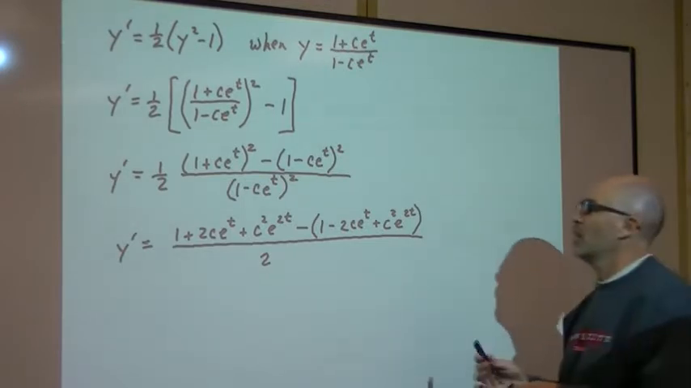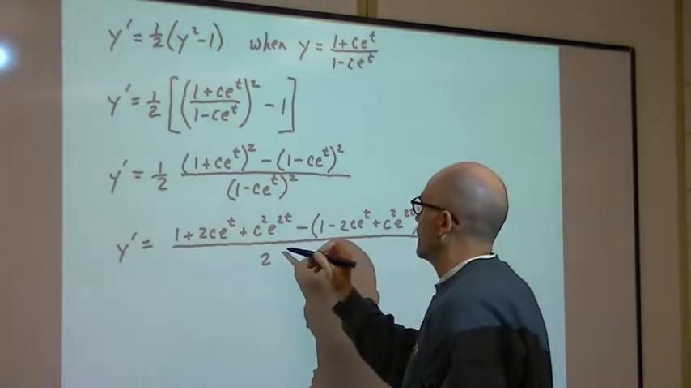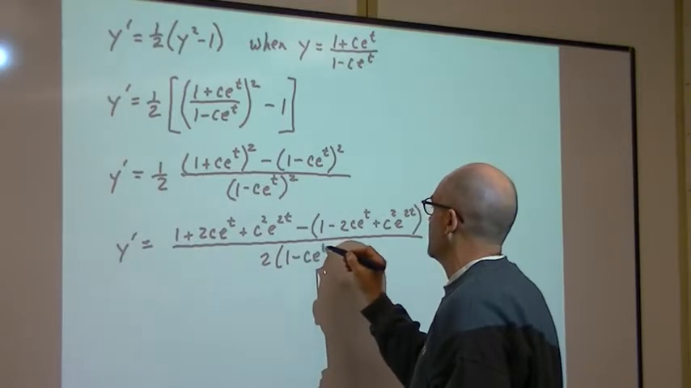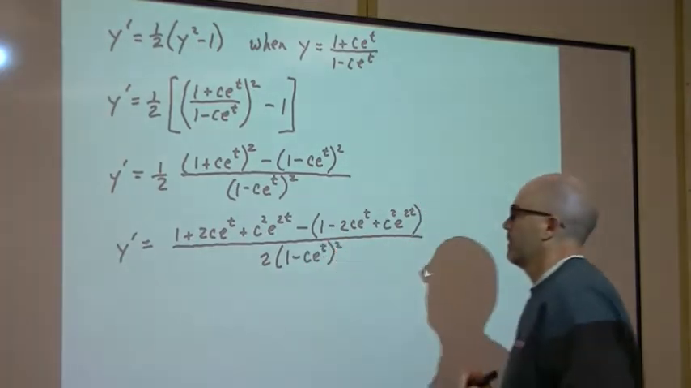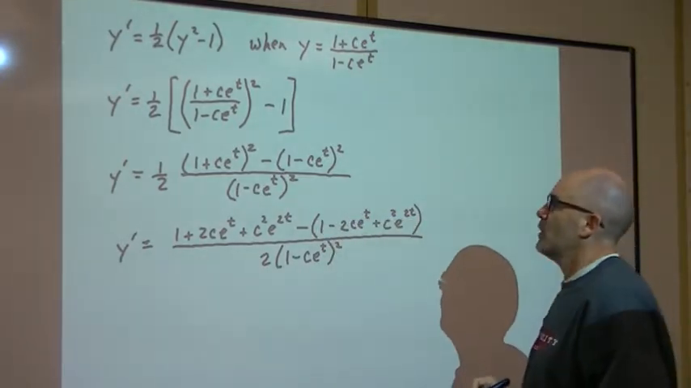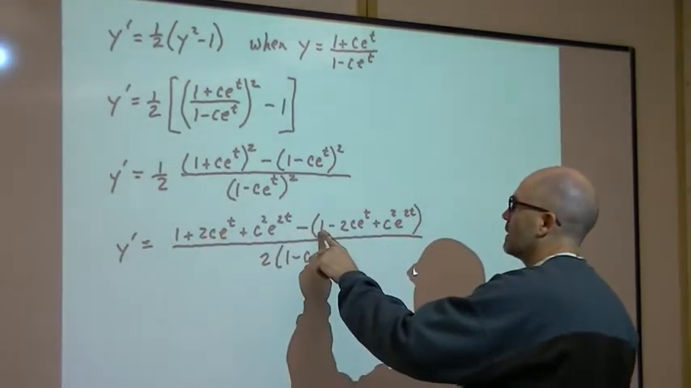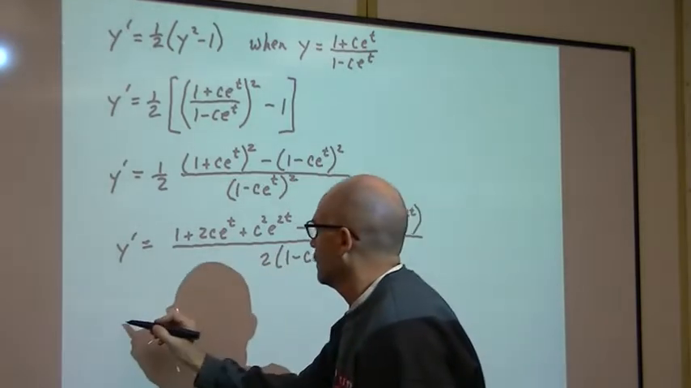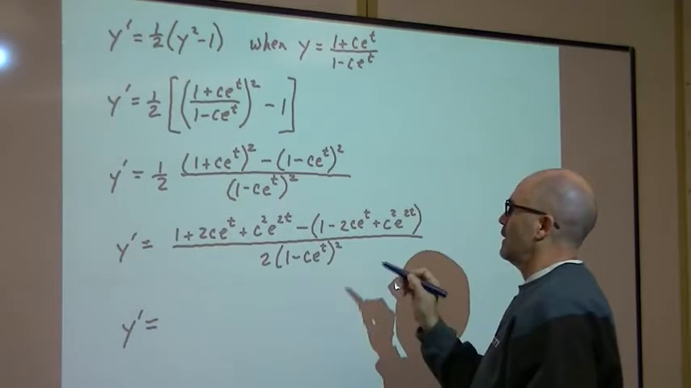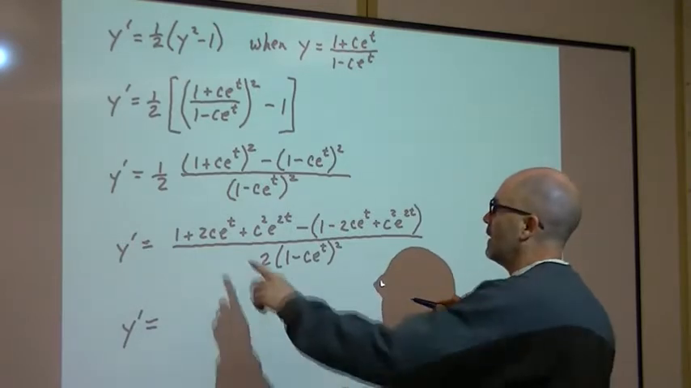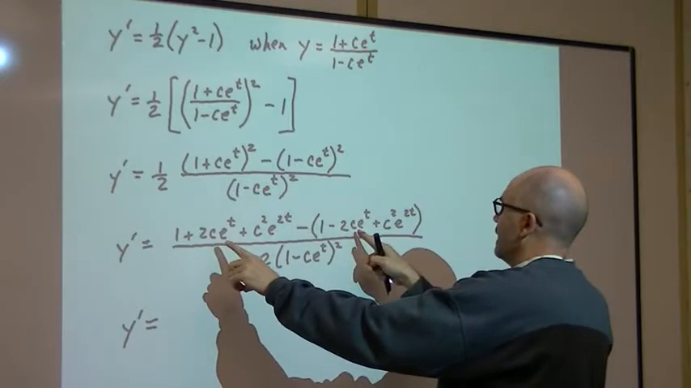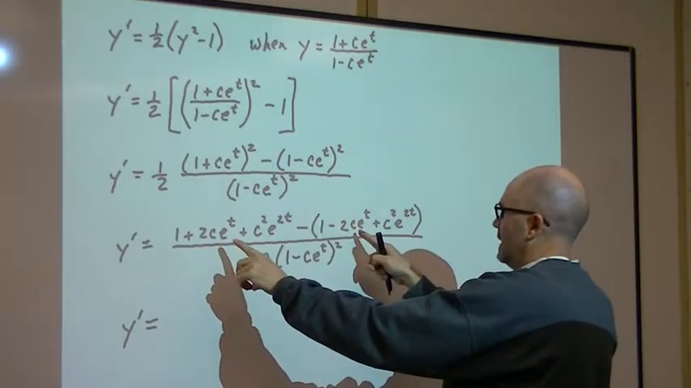Okay, so all over 2 times 1 minus CE to the t squared. Okay, so let's just clean up the top then. So notice I have 1 minus 1, which is no 1s. Then I've got 2CE to the t minus a negative 2CE to the t.